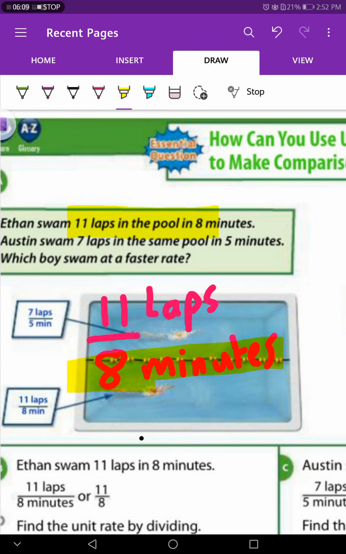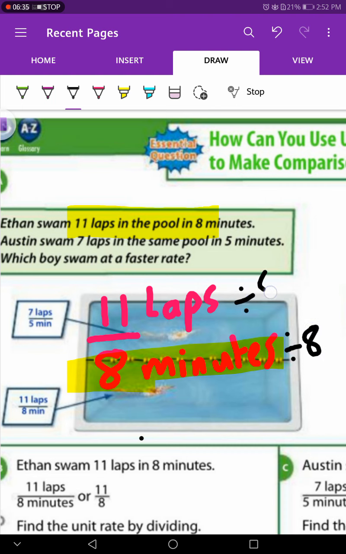All the time you try to make the number that represents the time, minutes, seconds, hours, years, you try to make it 1. How do I make the 8 into 1? Yes, by dividing it by itself, which equals 8. So 8 divided by 8. I divide up and down by 8.